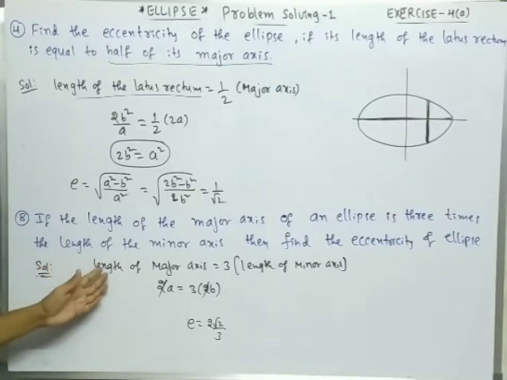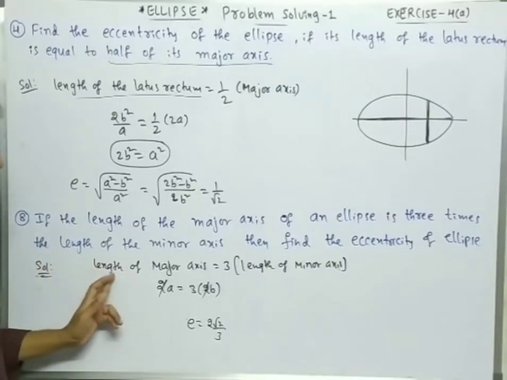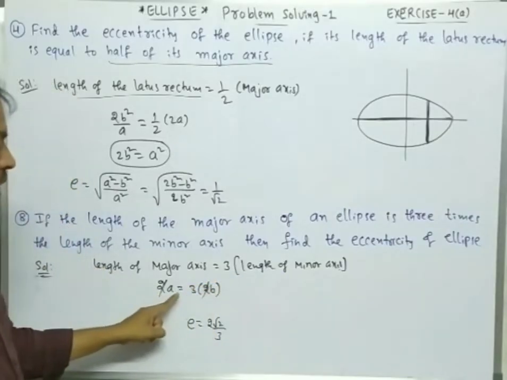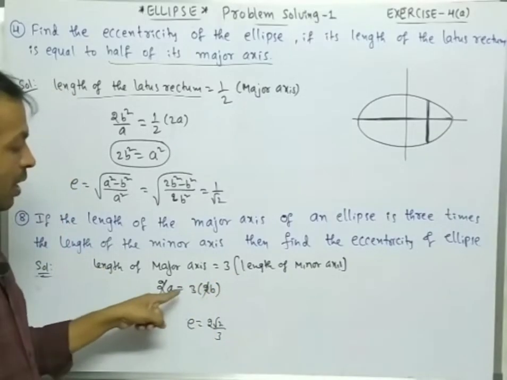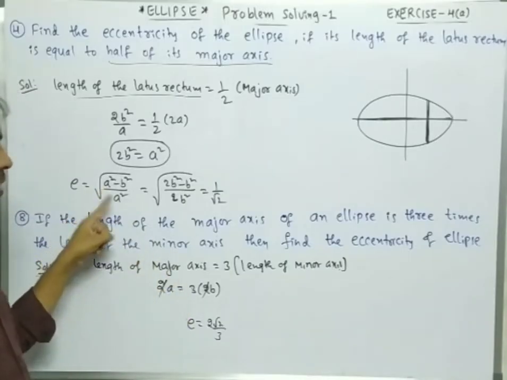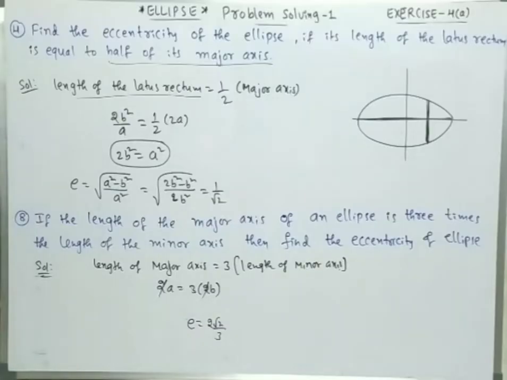Similarly, you can solve this problem also. The condition is given that the length of the major axis is equal to 3 times the length of the minor axis. So 2a is equal to 3 into 2b, 2 gets cancelled, a is equal to 3b. Substitute a is equal to 3b in this formula, and you will get eccentricity is equal to 2 root 2 by 3.